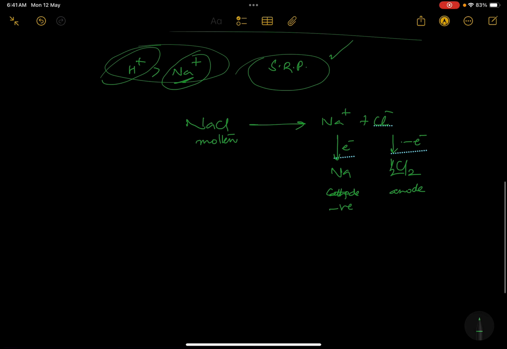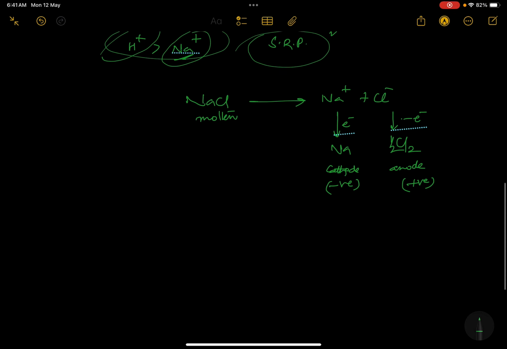Cathode is negatively charged, anode is positively charged. When we were discussing the galvanic cell, there the anode is negative and the cathode is positive. Here the cathode is negative and the anode is positive. This is the major difference. Chalo, we'll see some more examples.